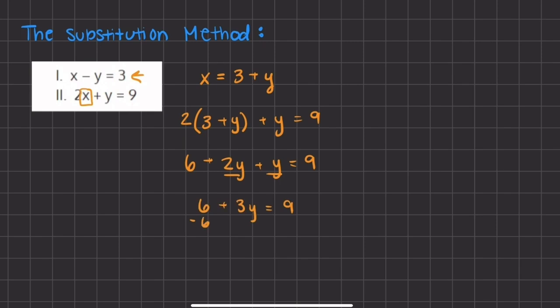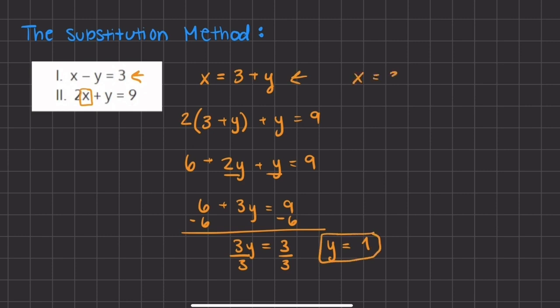Now we subtract 6 on both sides in order to isolate the y. And so we have 3y equals 9 minus 6, which gives us 3. Now we divide by 3 on both sides to completely isolate y, and we have y equal to 1. Now that we know the value of y, we can plug this value into our expression for x to solve for the value of x. So we have x equals 3 plus y, which is our 1. So 3 plus 1 gives us 4. So the value of x is going to equal 4.